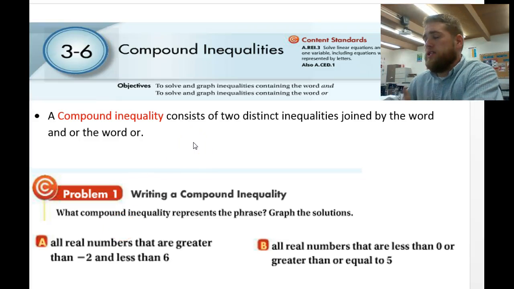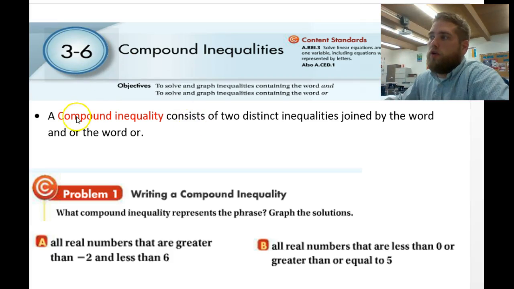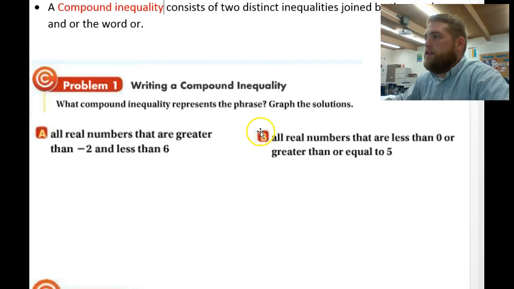So basically what we're doing today is just doing the same exact thing that we've been doing, just we're adding 2 for each problem. So the first thing you need to write down is a compound inequality, so the thing in red, consists of 2 distinct inequalities joined by the word and or. Okay? So compound inequality. So let's jump right into it because I think that's the best way to actually figure out how to do these things.